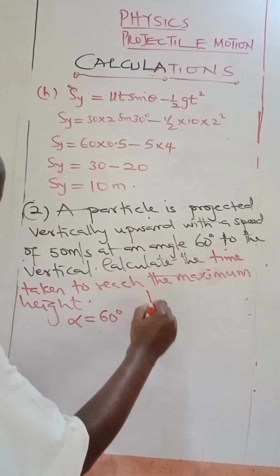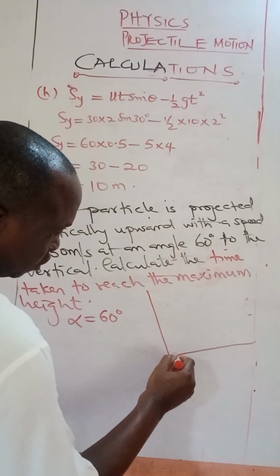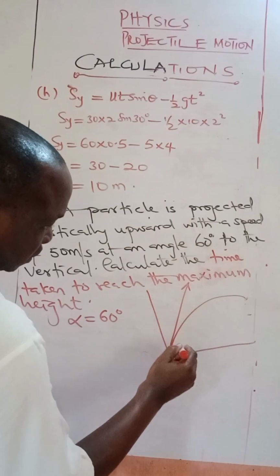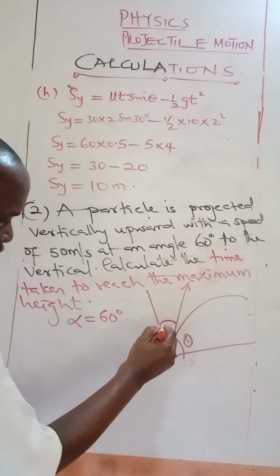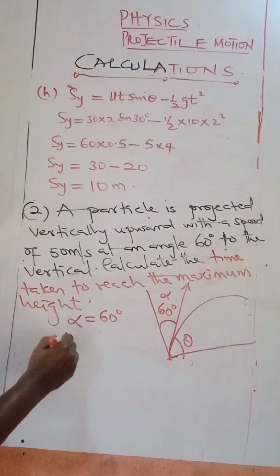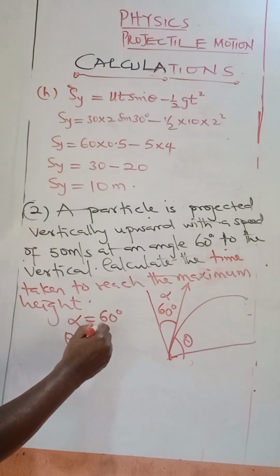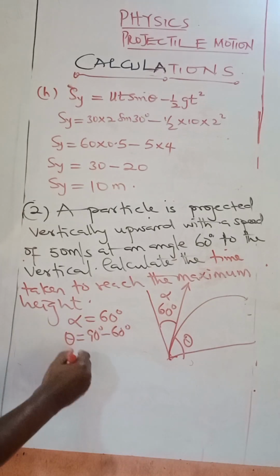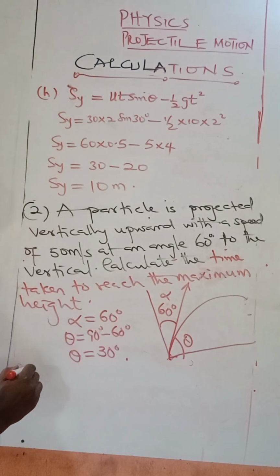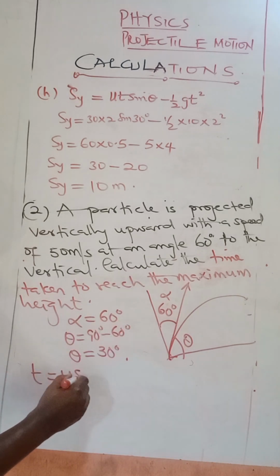I've told you this is the diagram. When a body is projected, theta is always to the horizontal, but it's now given to the vertical, 60 degrees. You call it alpha. So your theta now will be 90 degrees minus 60 degrees. So our theta angle to the horizontal is 30 degrees. So we have to find the time taken to reach the maximum height.